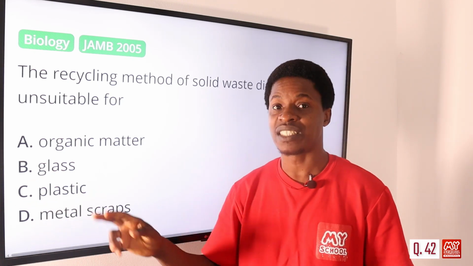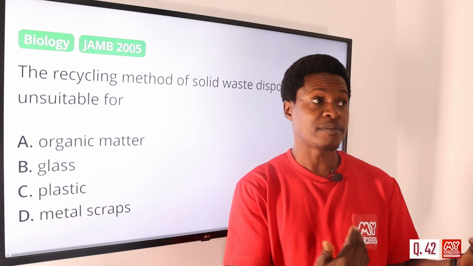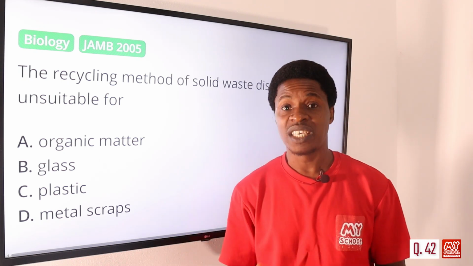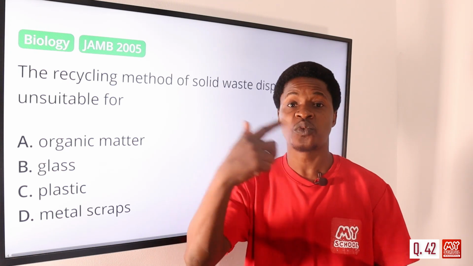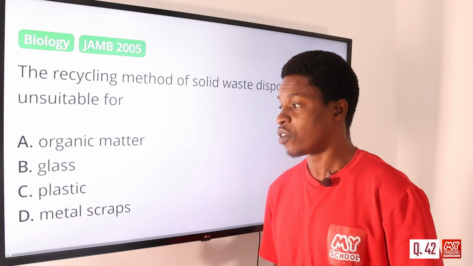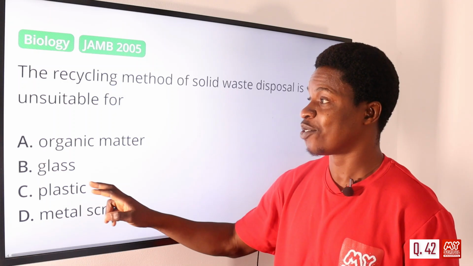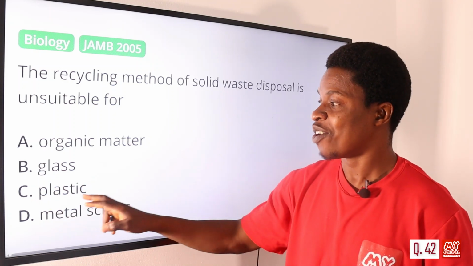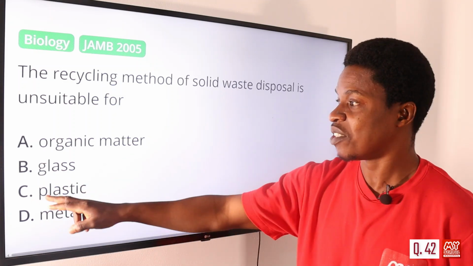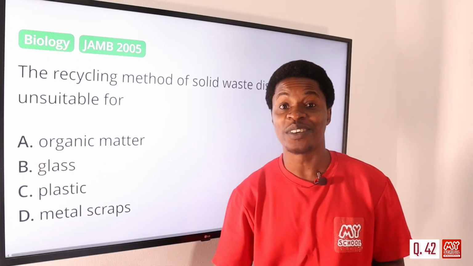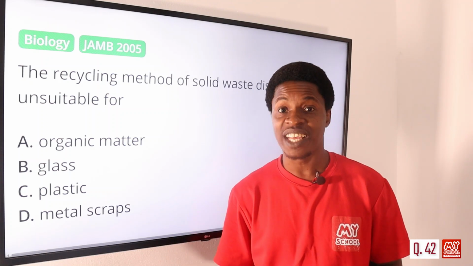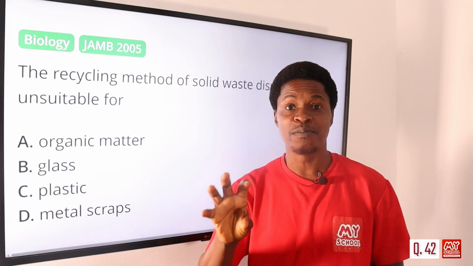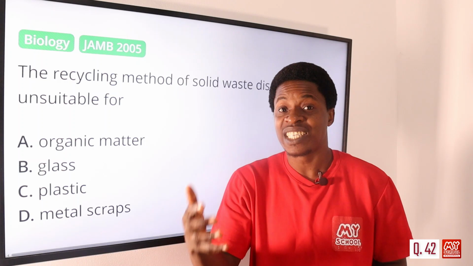Option C says plastic. Yes, plastics, whether they are made from rubbers, can actually be recycled. They can be reformed into other types of products. So the recycling method is suitable for plastic. Of course, this is a solid waste. Option B says glass. Yes, glass is also recycled. We have the broken glasses. We call them cullets. Cullets are broken bottle glasses that are not needed, that are waste.